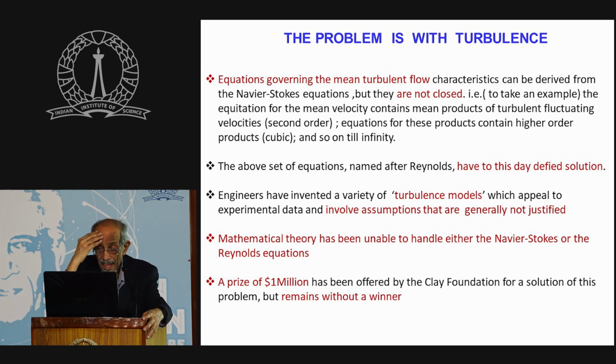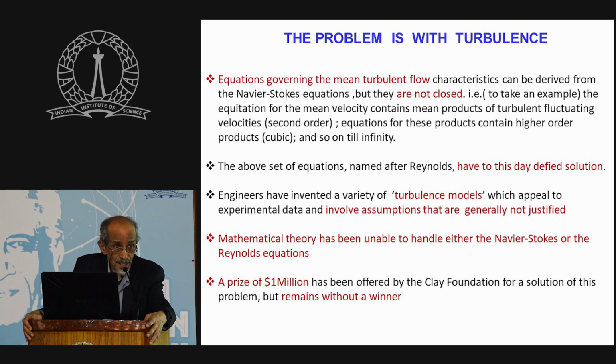Mathematical theory has been unable to handle either the Navier-Stokes equations or the Reynolds equations. The Navier-Stokes equations were first written down almost 200 years ago, and they became Navier-Stokes some 160 years ago or so. But to this day, they have defied solution. There's a prize of $1 million for anybody who can show how this can be done. The Clay Foundation has offered this prize for a long time, not yet awarded.